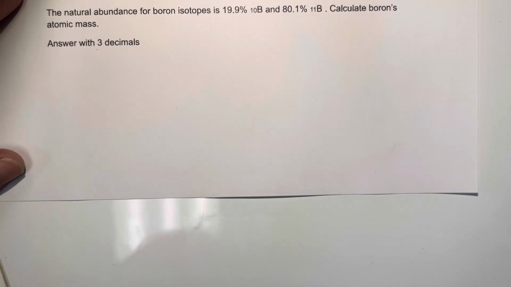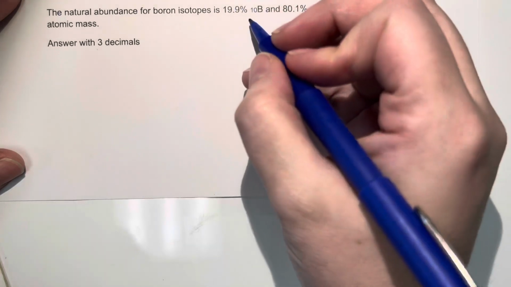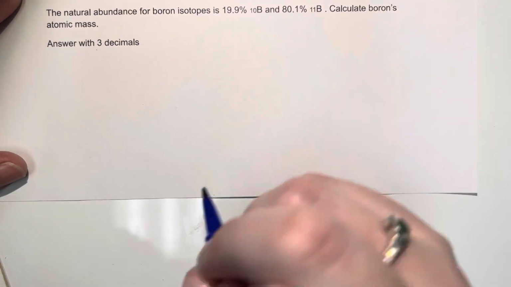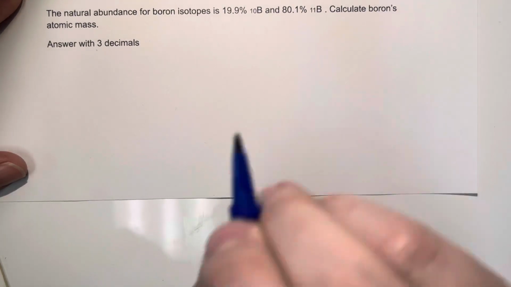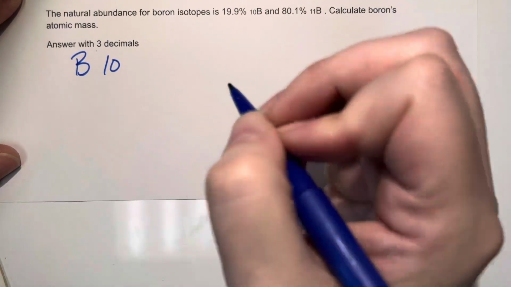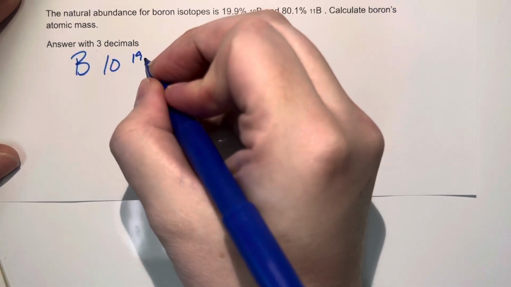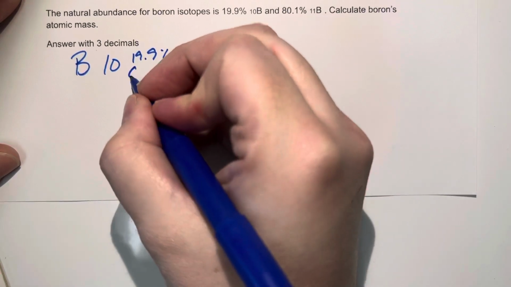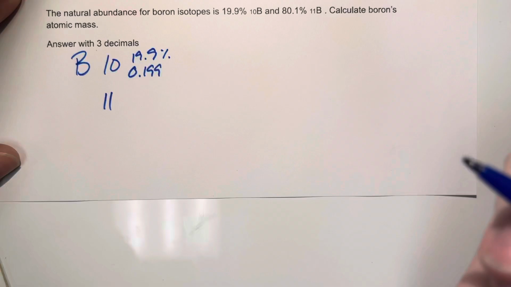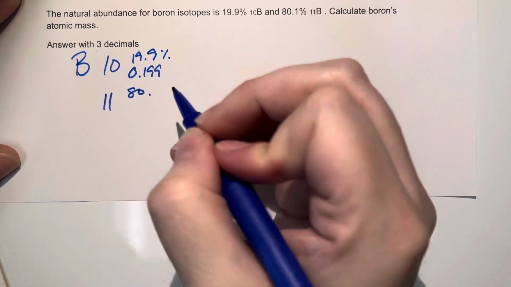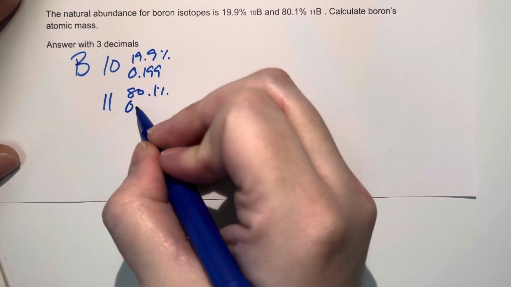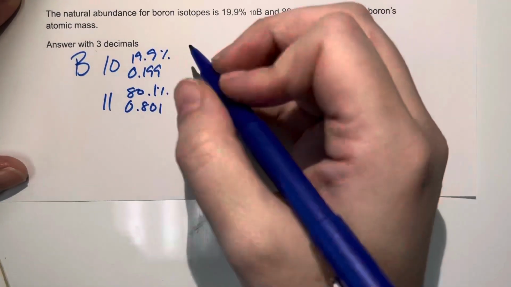The natural abundance for boron isotopes, we have boron 10 at 19.9%, and at boron 11 we have 80.1%. Calculate boron's atomic mass. So boron 10, I have an abundance of 19.9%. Moving the decimal over twice would be 0.199. And boron 11 at 80.1%. Moving the decimal over twice would be 0.801.